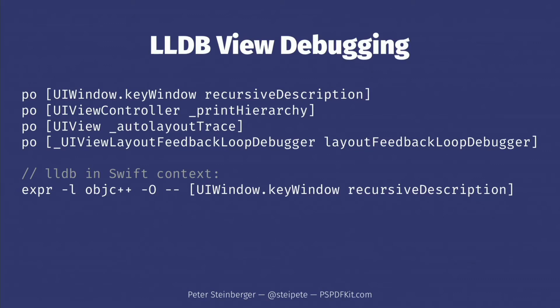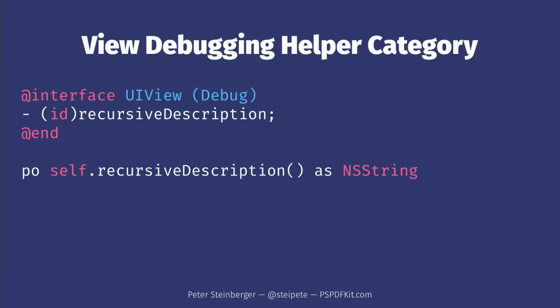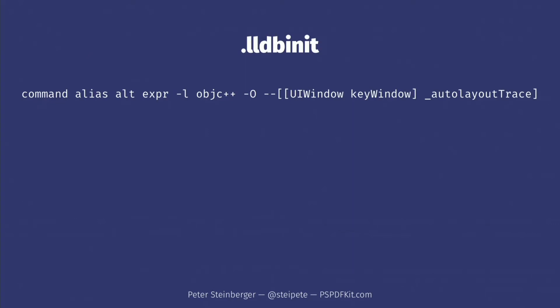And these methods are all a little bit trickier to call from Swift. So here is the reminder for the correct syntax. And some people prefer to declare these private methods as categories, so they're easy to call in Swift. But really, there is no need to pollute your project with additional code. We are the lazy smart engineers here, and we want to make shortcuts, right? So you can create a shortcut in .lldbinit. If that file isn't in your home directory yet, just create it and then add that line.